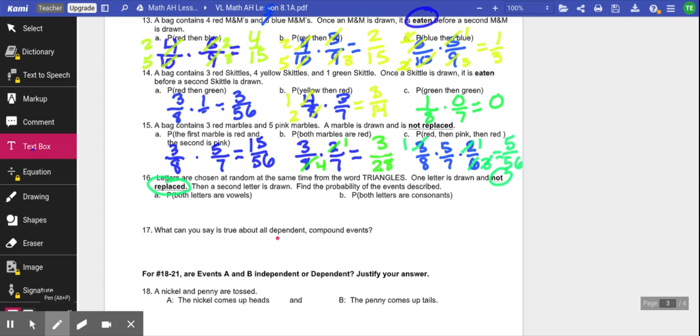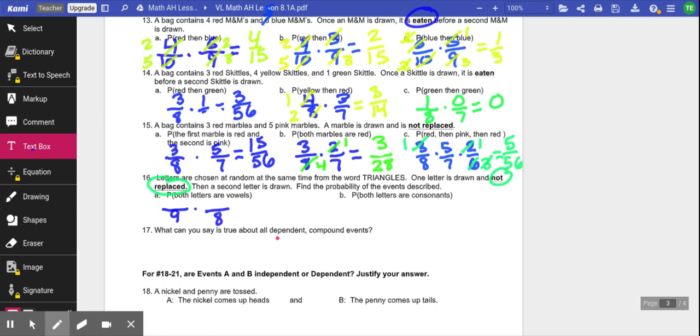So first, I have to count up the total letters in triangles. 1, 2, 3, 4, 5, 6, 7, 8, 9. So we know that there are 9 letters the first time. And then the second time, because I didn't replace it, there are 8 letters. So our denominator here is 9 and then 8.